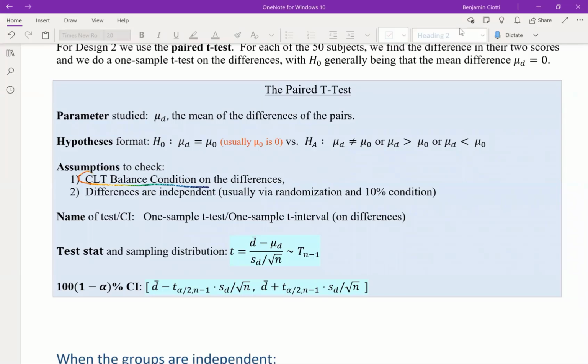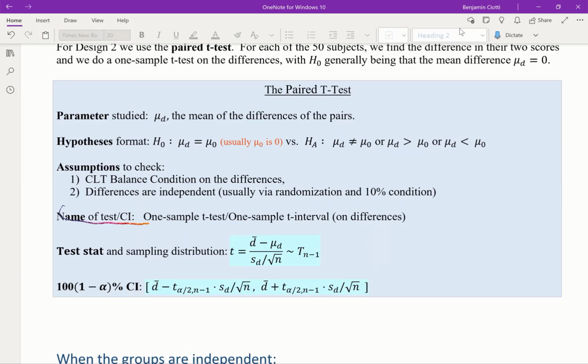So the CLT balance condition, for example, says that you don't want this list of differences to be highly skewed. And if it is, then you'll need to take a larger sample size. And the independence assumption means that, for example, you don't want a bunch of your participants, say, to belong to the same family, for example.